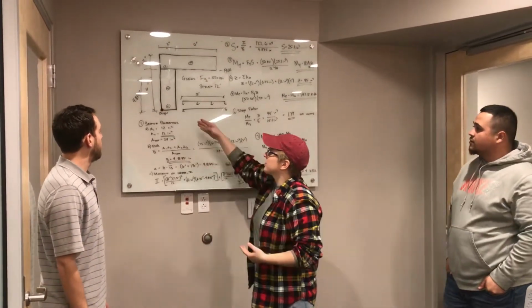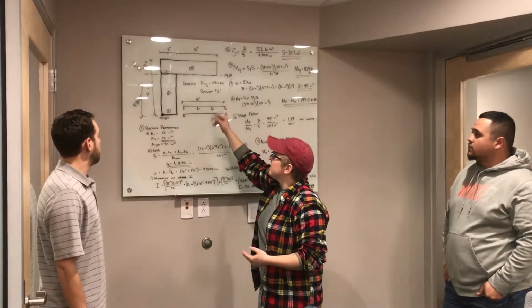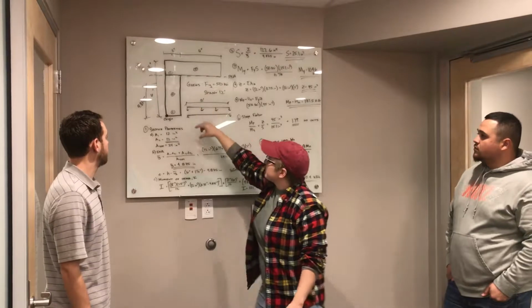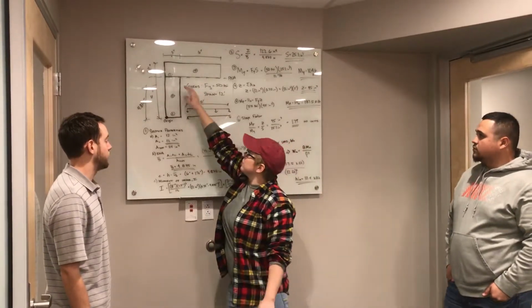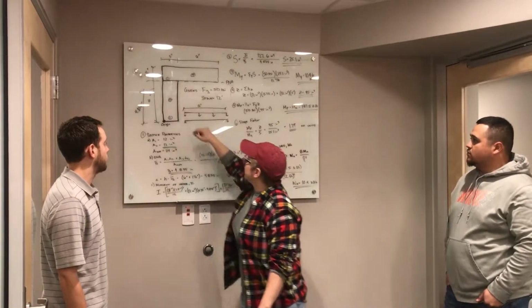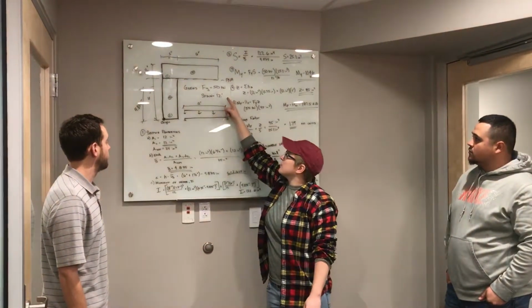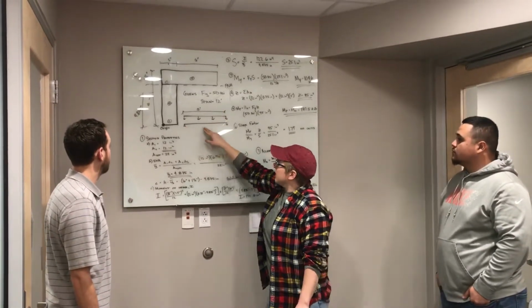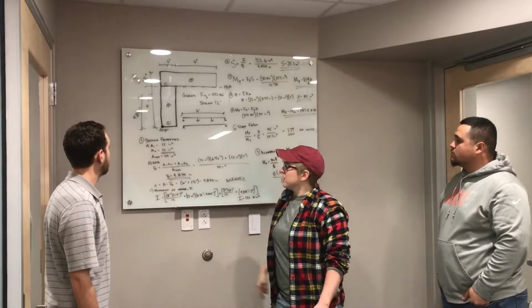So we have a built-up section, an L section that is 8 by 7.5. We break that into two parts. This is what we call 1, this is what we call 2. Our givens are that Fy equals 50 KSI, and we have a span of 12 feet. So this is our beam, and we have a load over 12 feet.